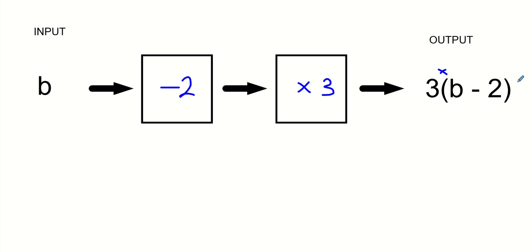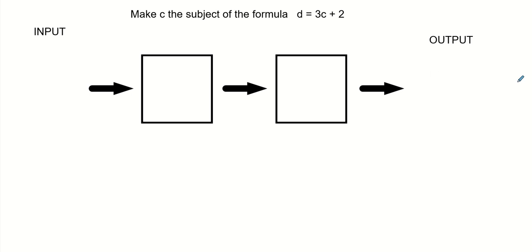Now there are several areas where this skill might be useful, even though it's not presented to you on the page using a function machine. The first of which is if you are being asked to make something a subject of a formula. So in this case, we're being asked to make c the subject of the formula d equals 3c plus 2. In these cases, you need to put c as the input. We need to figure out what calculations have been done to c to end up with an output of d.